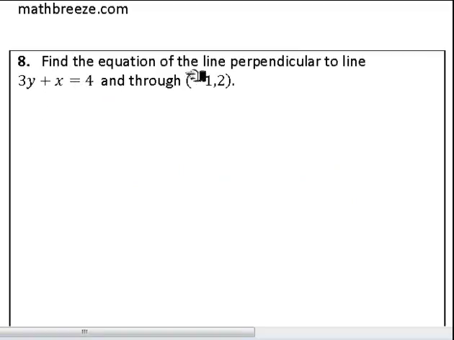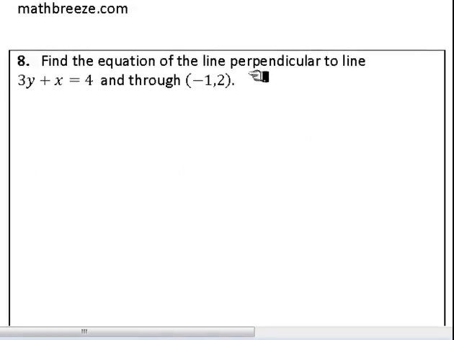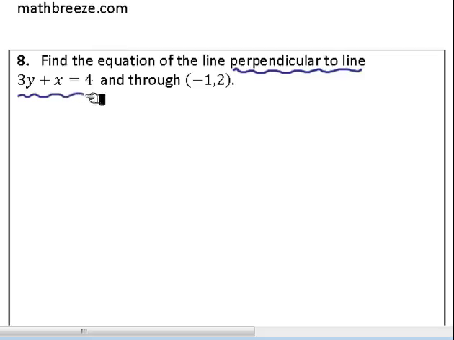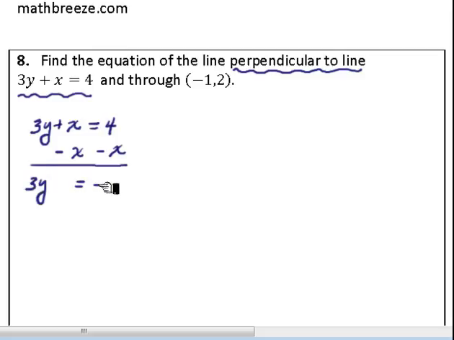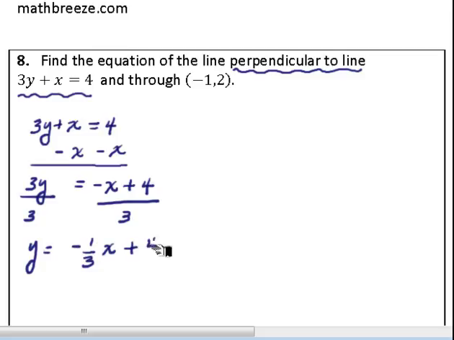Now we want to find the equation of the line perpendicular to line 3y plus x equal 4 and through (-1, 2). So we're going to use this information, perpendicular to line 3y plus x equal 4, to get the slope of our line. So let's put 3y plus x equal 4 in the form y equal mx plus b. Subtract x from both sides. And we have 3y is equal to minus x plus 4. And continue solving for y by dividing by 3. And we have y is equal to minus 1/3 x plus 4/3.